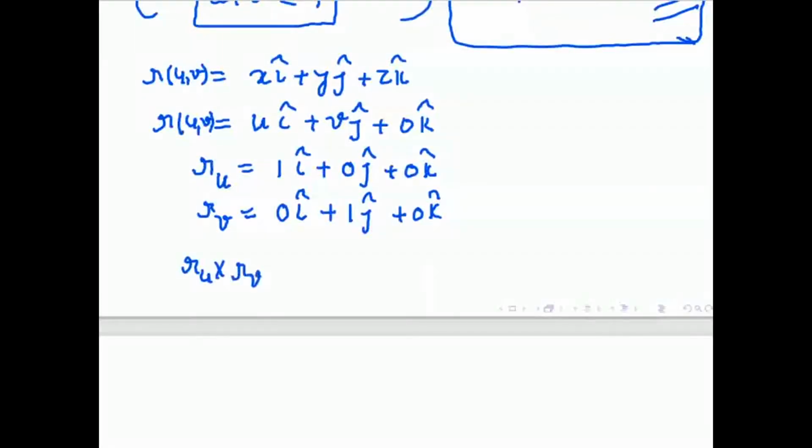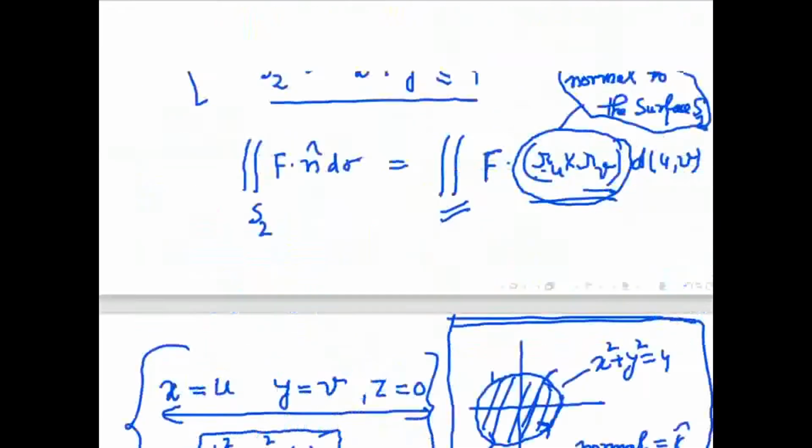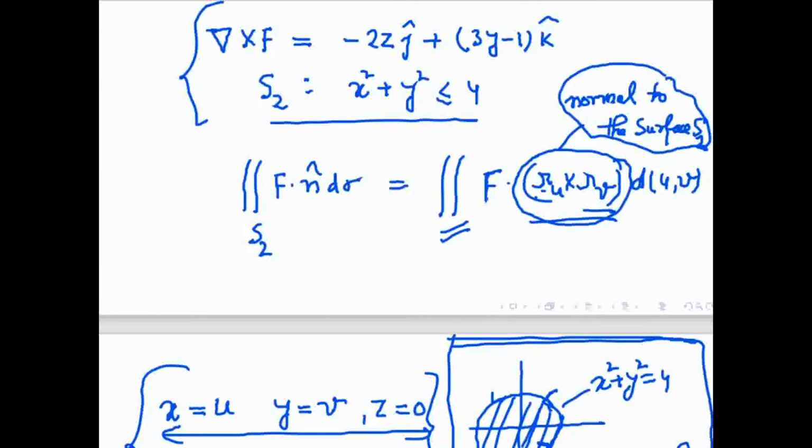That will give the normal. So what is r_u cross r_v? It will come k-cap. So here we will take k-cap. So this is the same as f dot k-cap du dv.